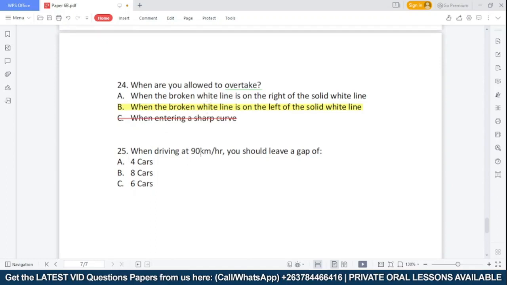Number 25. When driving at 90 kilometers per hour, you should leave a gap of what? So you are driving at 90 kilometers per hour, you leave a gap of what? As the law says, for every 15 kilometers per hour, you leave a gap of one car. So if you are driving at 90 kilometers per hour, you leave a gap of 90 divided by 15, that's 6, right? So you leave a gap of 6 cars.